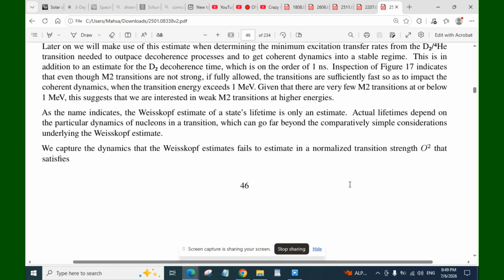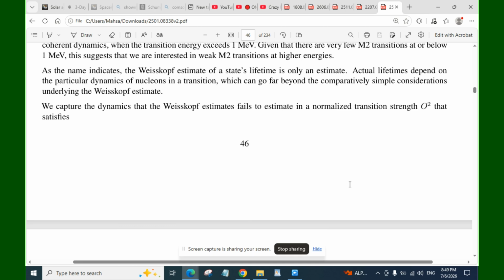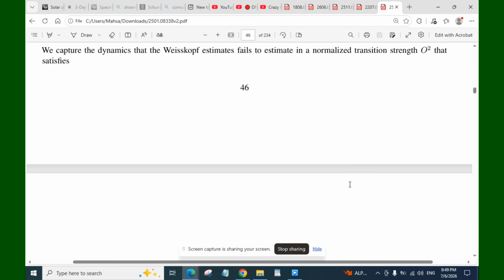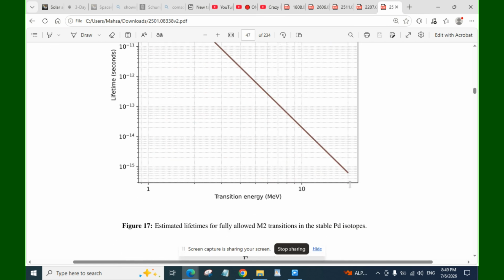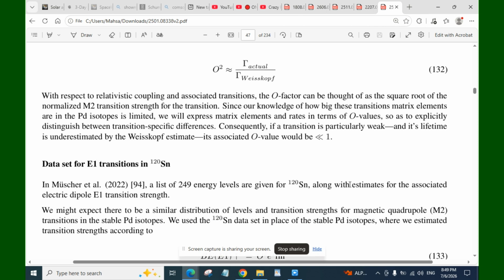As the name indicates, the Weisskopf estimate of the state's lifetime is only an estimate. The actual lifetime depends on the particular dynamics of nucleons in the transition, which can go far beyond the comparatively simple considerations underlying the Weisskopf estimate. We capture the dynamics that the Weisskopf estimate fails to estimate in a normalized transition strength O2, for which the respective relativistic coupling and associated transition factor can be thought of as the square root of the normalized M2 transition strength of the transition.